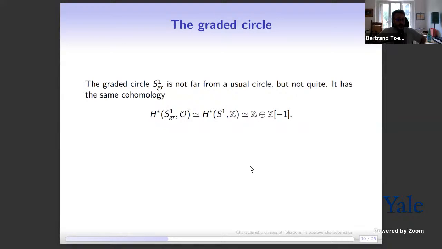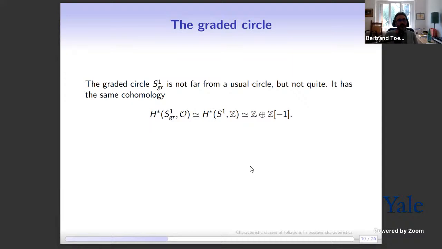So this graded circle has some relation with the circle, of course. Its cohomology groups are the same as the circle. The cohomology algebra even is the same as the circle. So if I compute cohomology of the graded circle with coefficients in functions, I get the cohomology of the topological circle, Z in degree 0 and Z in degree 1, and the multiplicative structure is just the obvious one.